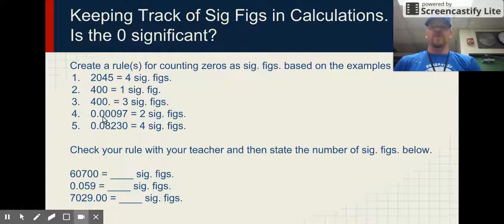Zeros at the beginning of a number do not count. These are simply placeholders as well.